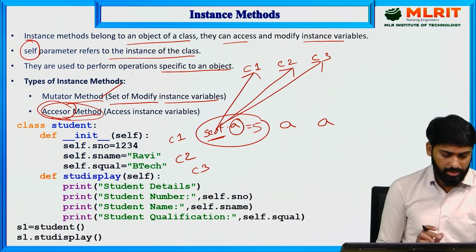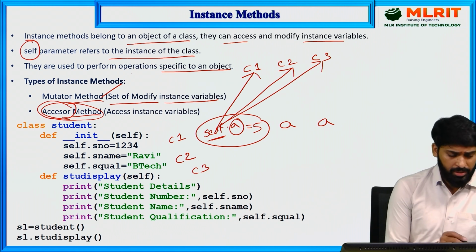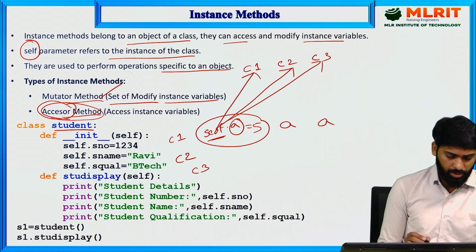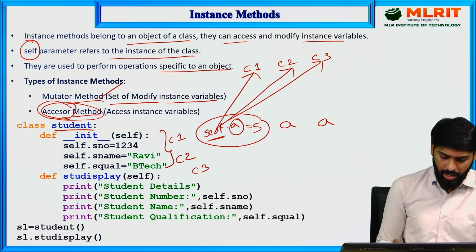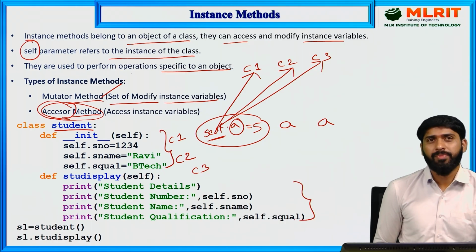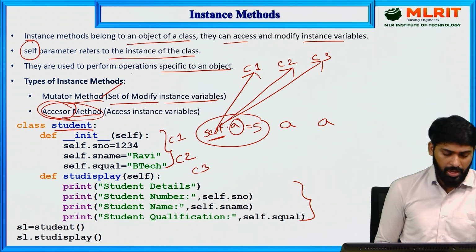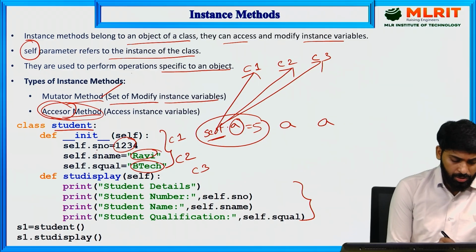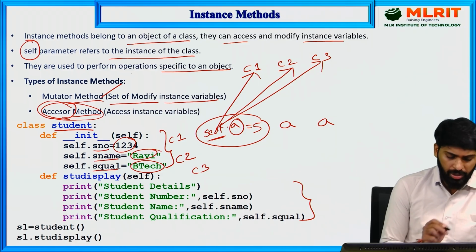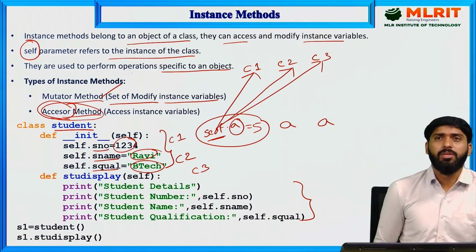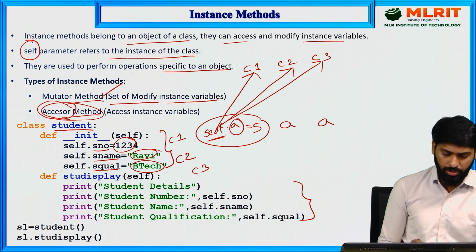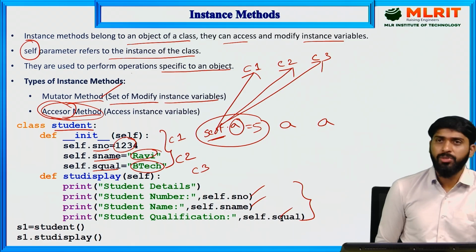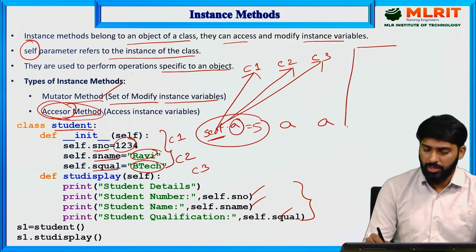Now this is the example program. Here, the class name is Student. This Student has two functions: one is the constructor, another one is display. By using this constructor, I am initializing the attributes student number, student name, and student qualification. And this display method I use to display the details of the student. Now here s1 equals Student; s1 is the object created.